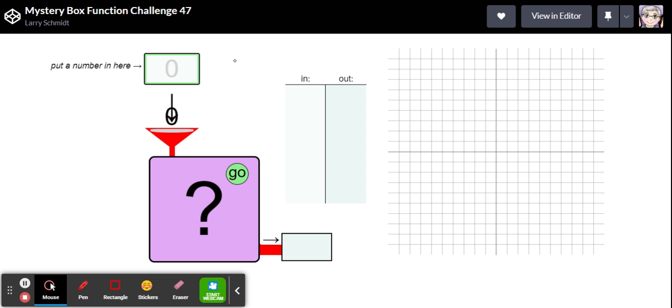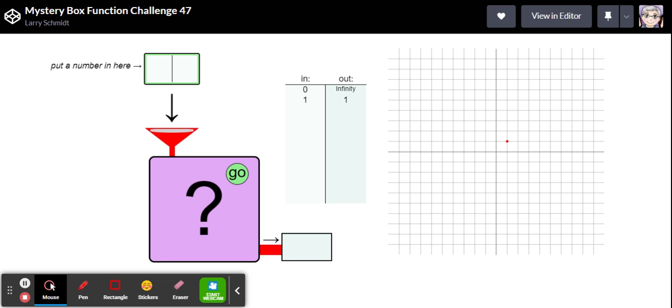I'm going to put in a 0. Oh, so 0 gives us infinity. So we've maybe seen this before, although I suppose this could be a couple of different things. Let's try a 1. And 1 gives us 1.